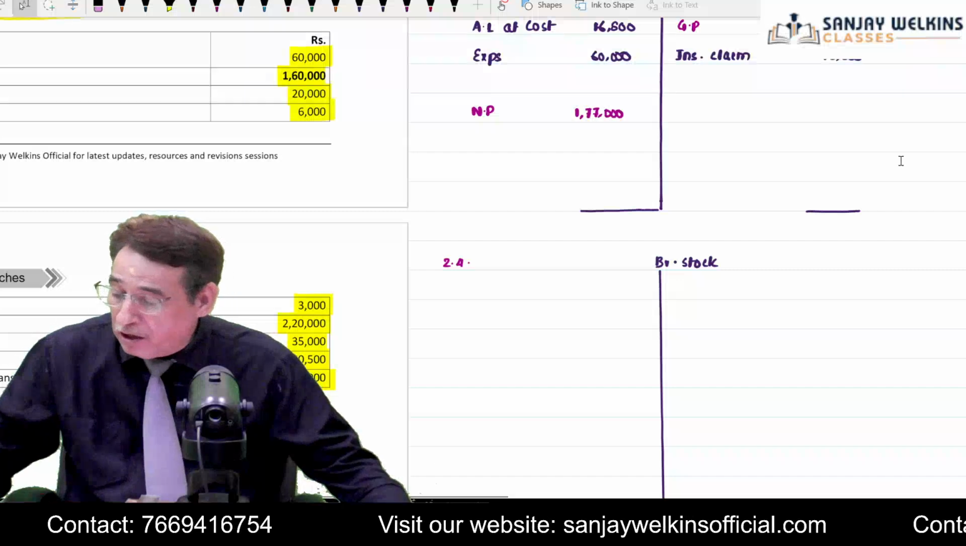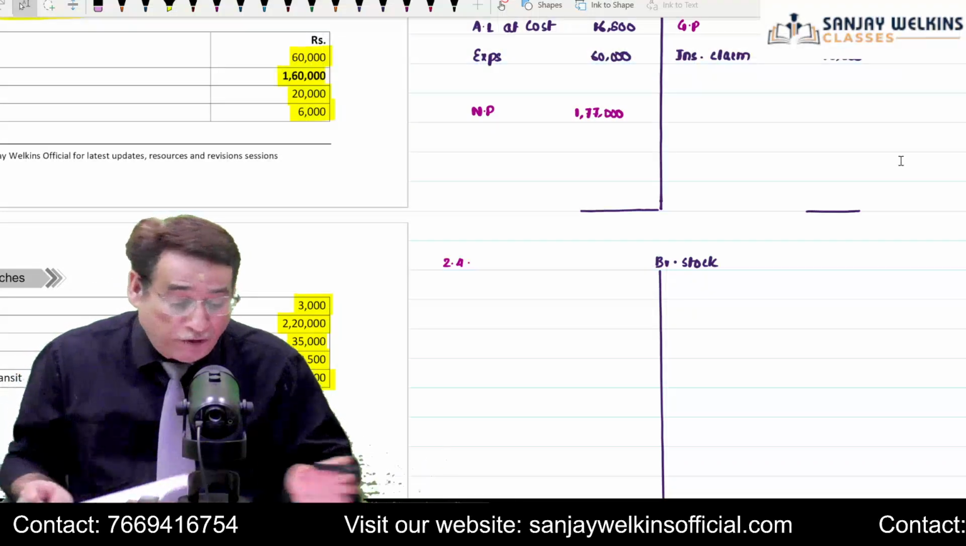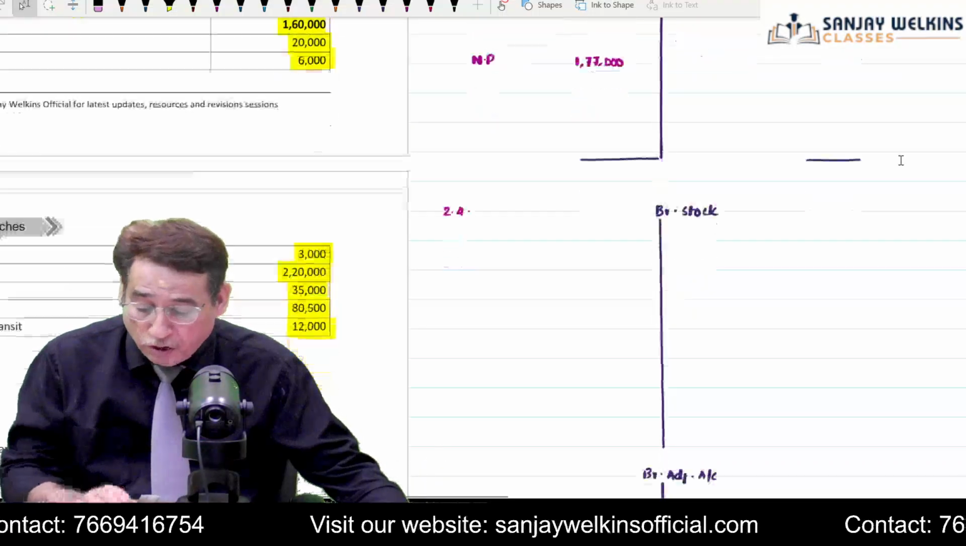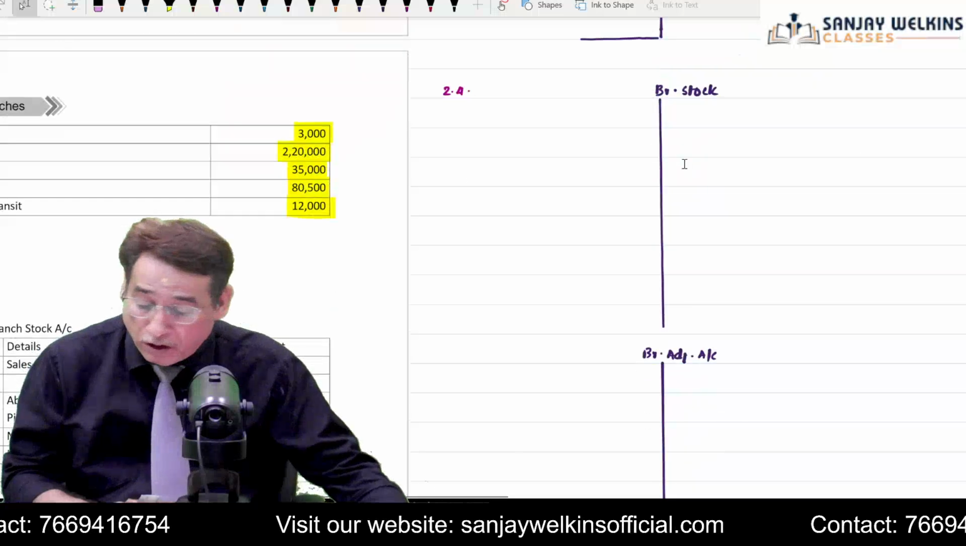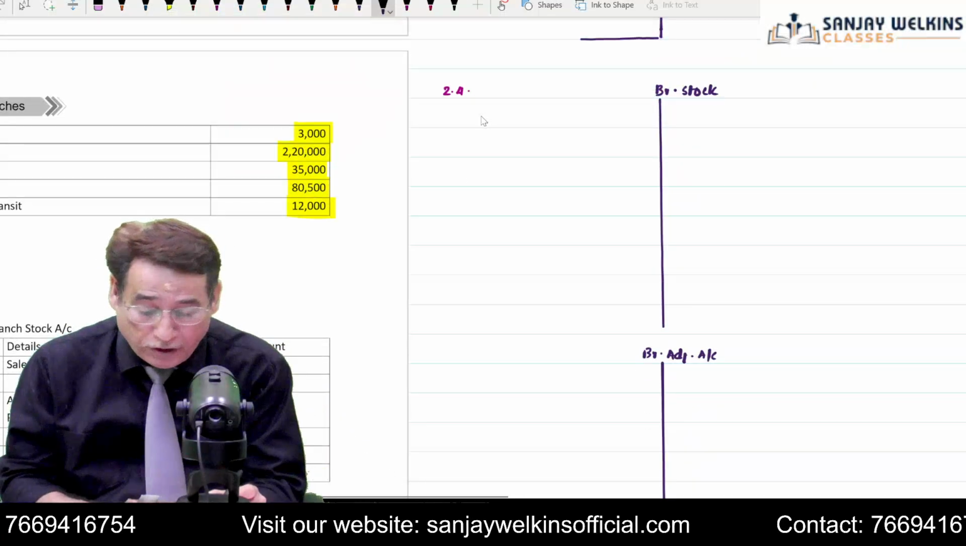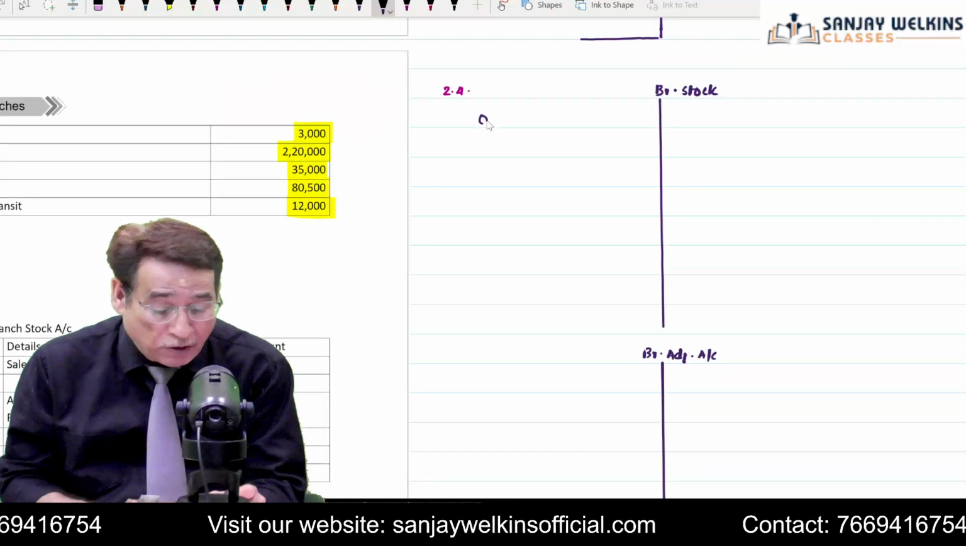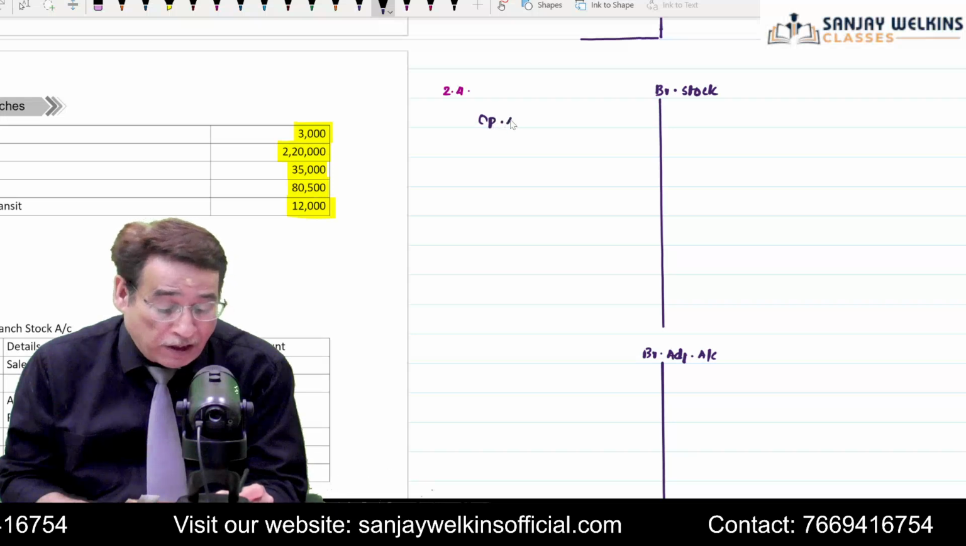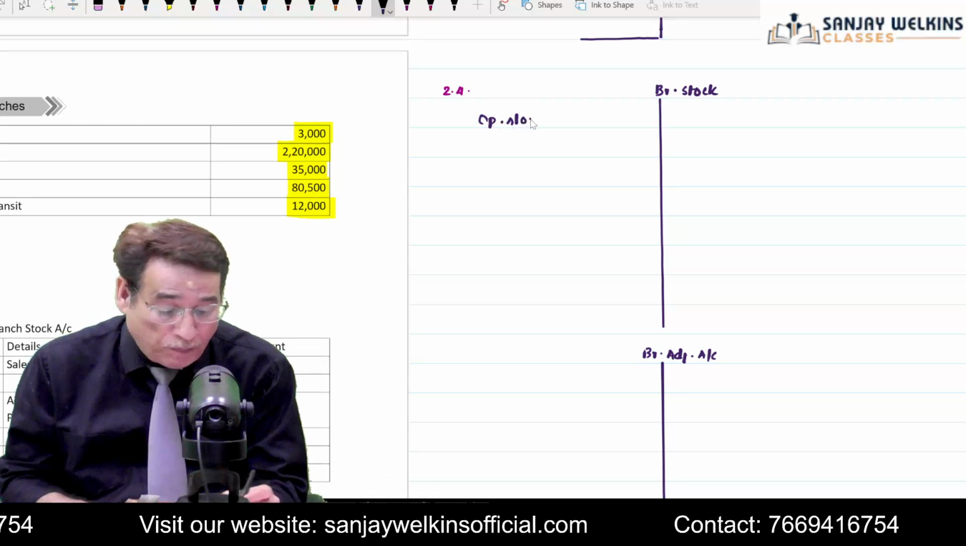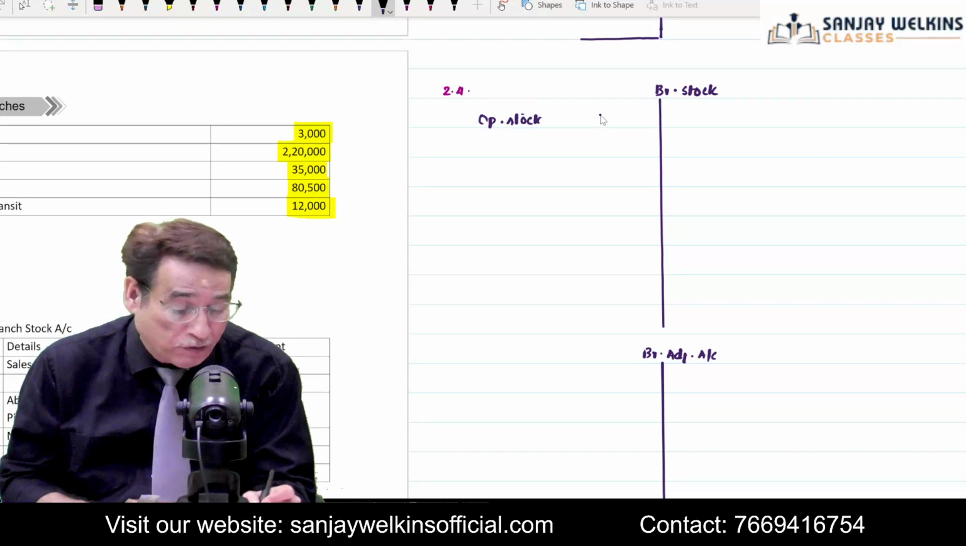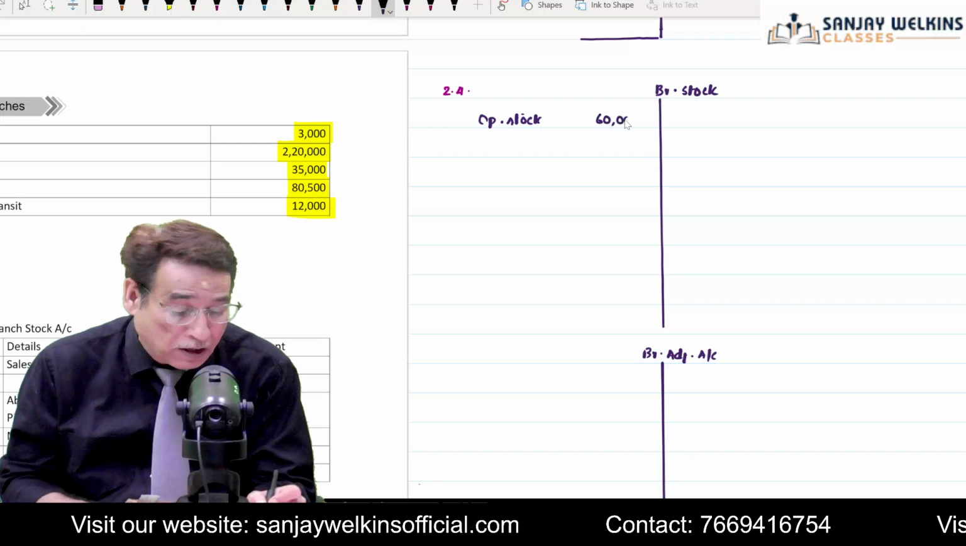Okay, let me keep the sheet of the question, otherwise I will have to flip through. This is the sheet. Question number 2.4, opening stock is given to you. So first of all, opening stock, but it is given at cost to branch. That means it is given at invoice price. So opening stock is 60,000. First of all, you are going to write here 60,000.